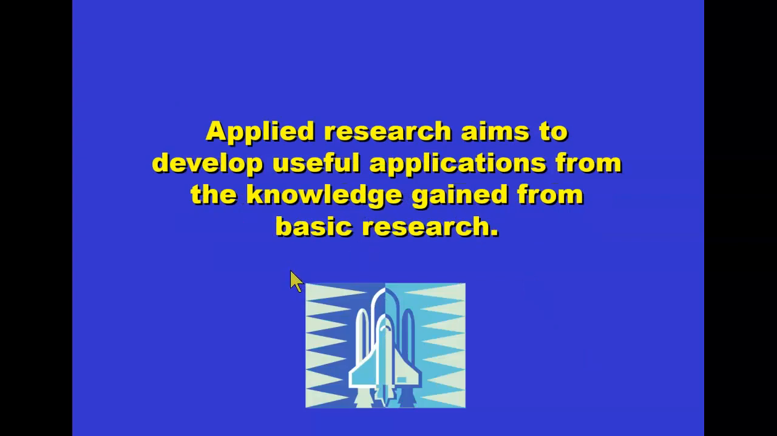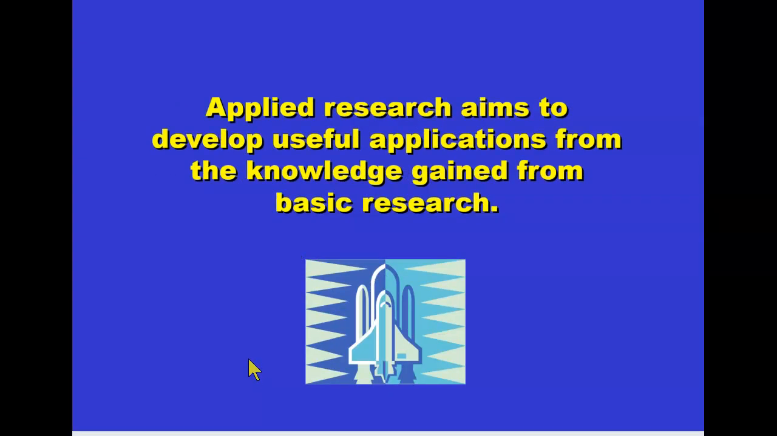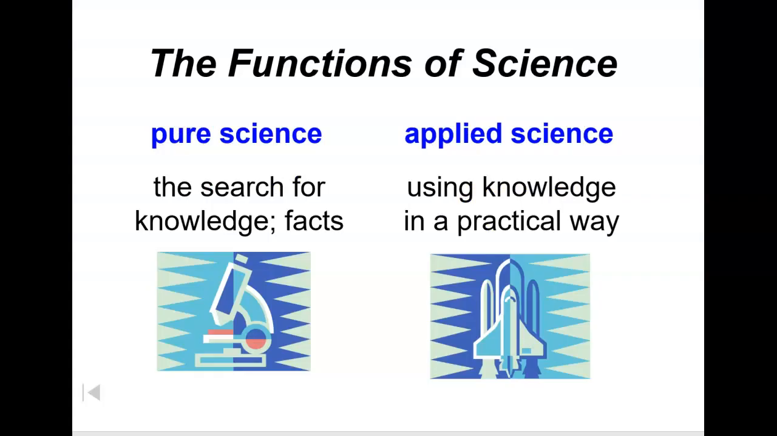The applied scientist takes that information that the basic research scientist has discovered, and they apply that to develop useful applications from the knowledge gained in that research. So, of course, rocket fuel, getting to space. What space is made of, what gas is made of, how to build an aerodynamic rocket. These are all applications of other kinds of knowledge. So the functions of science are twofold.